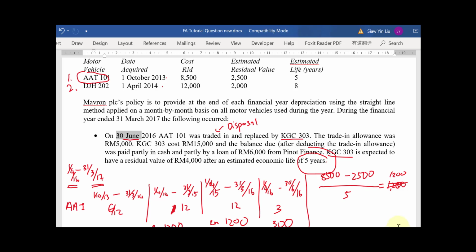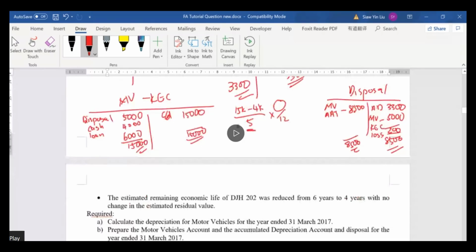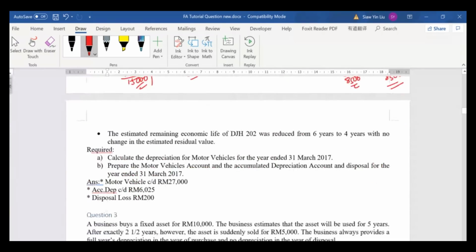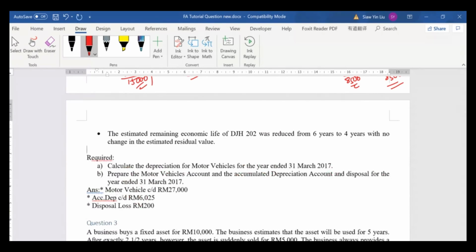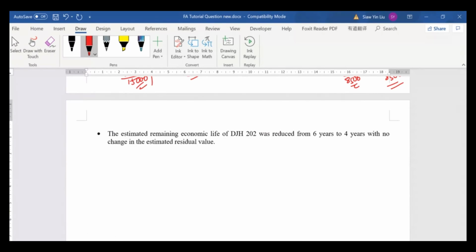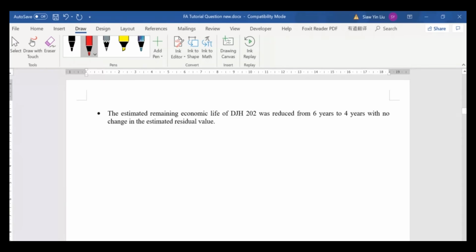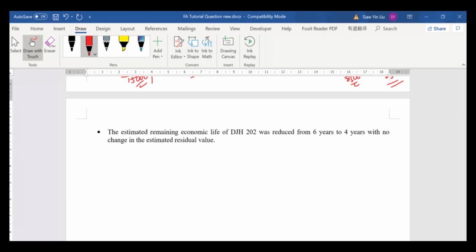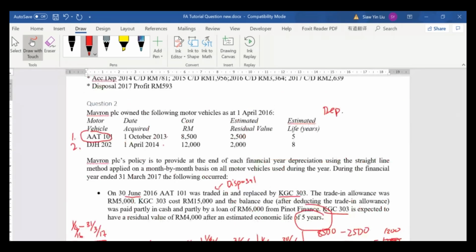Then next we are going to look at another one. Let's see. Okay. Number 2. I tell you that estimated useful life for DJH is reduced from 6 years to 4 years with no changes in the estimated residual value. So look at the information before.